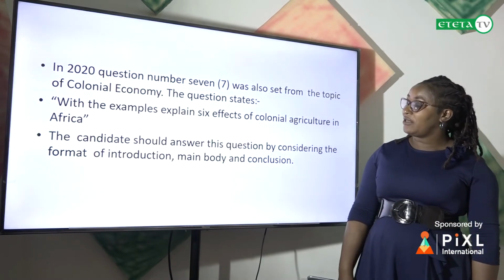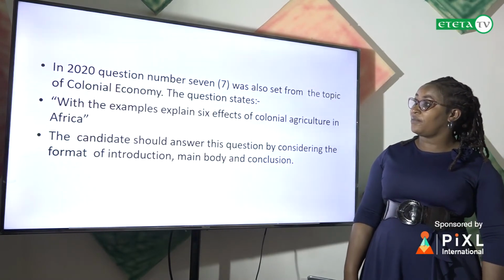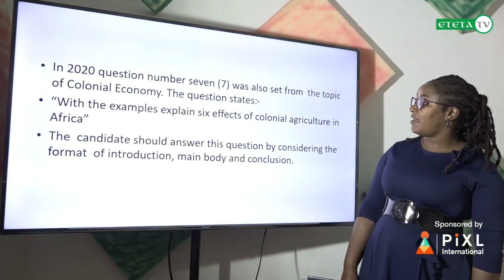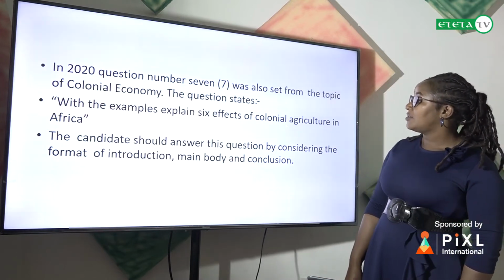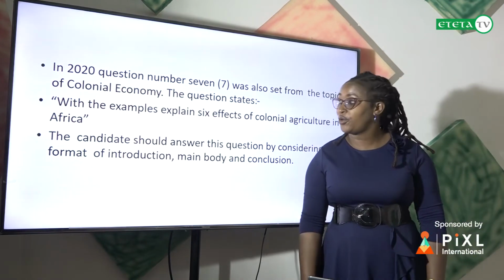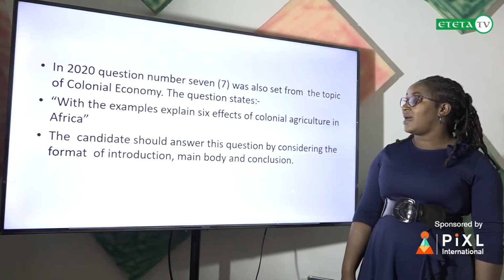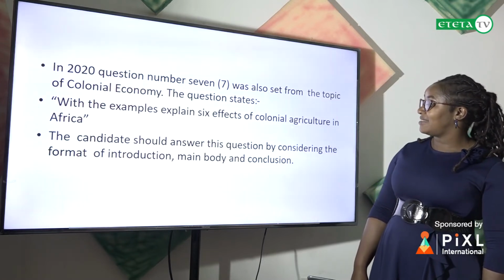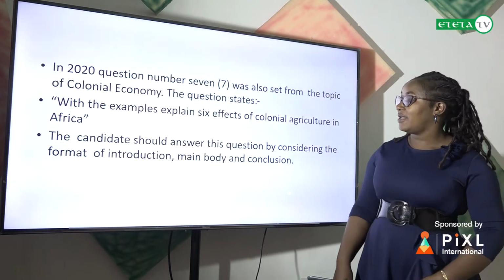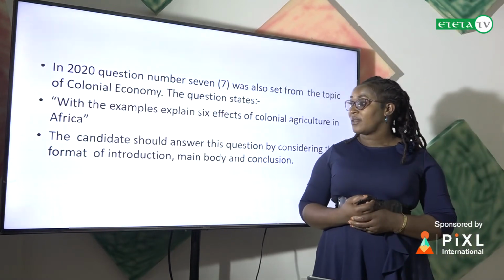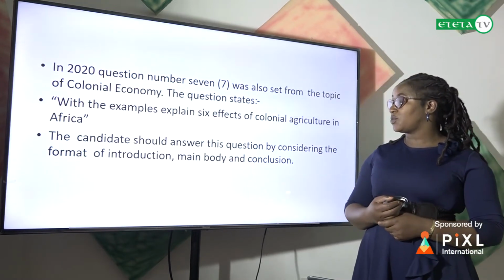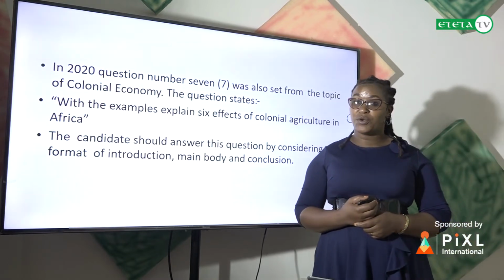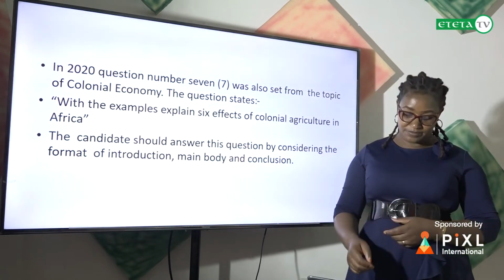Our last question for today's session is from the paper of 2020. The question was number 7, also set from the topic of colonial economy. And the question states: with examples, explain 6 effects of colonial agriculture in Africa. The candidate should answer this question by considering the format of introduction, main body, and conclusion.